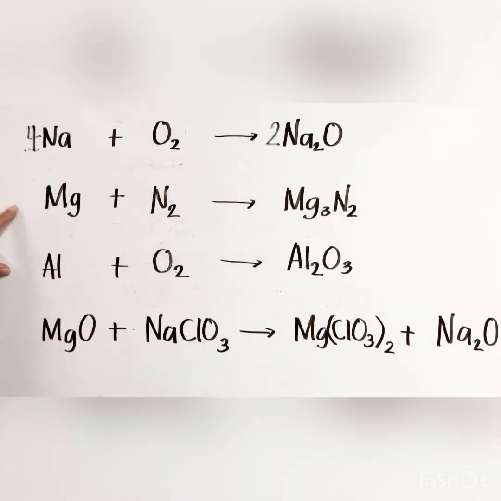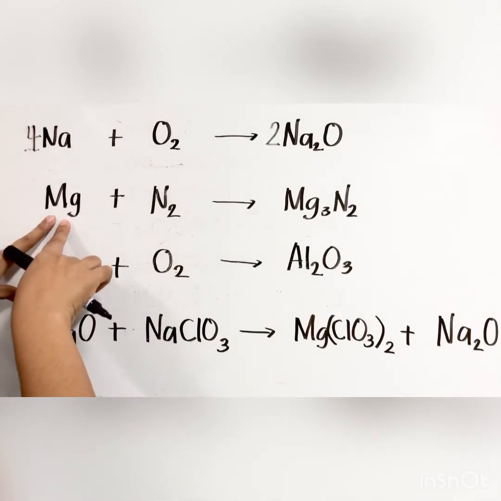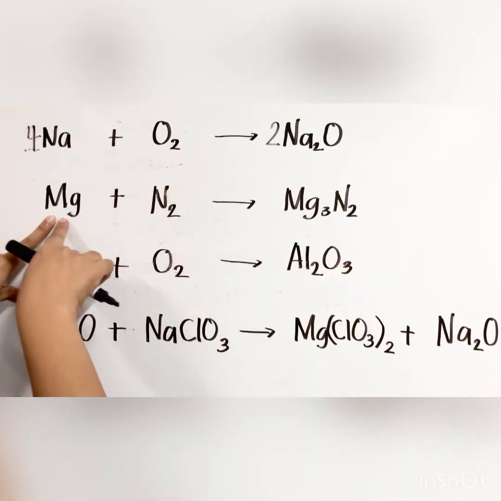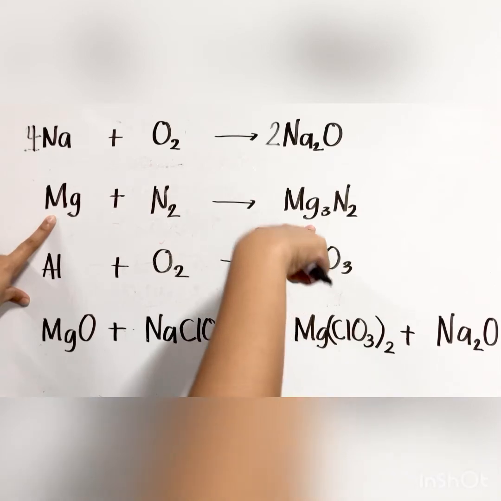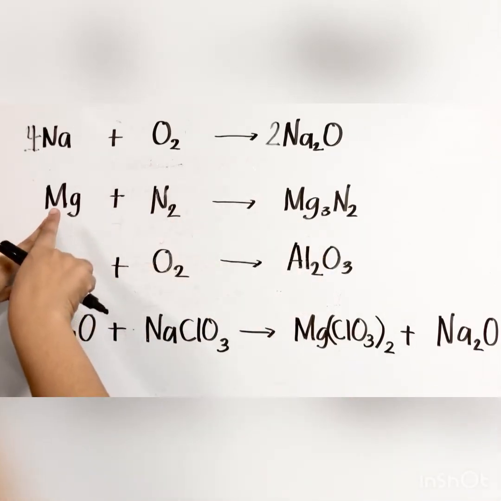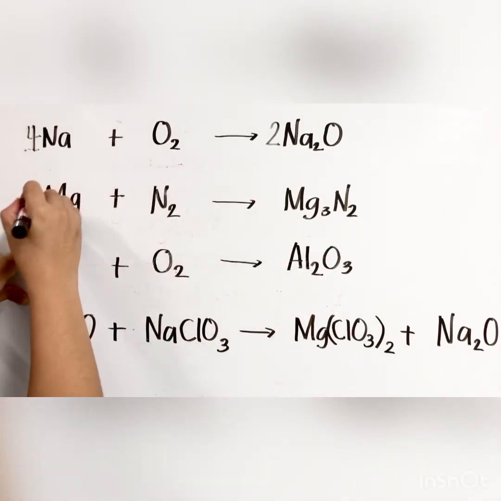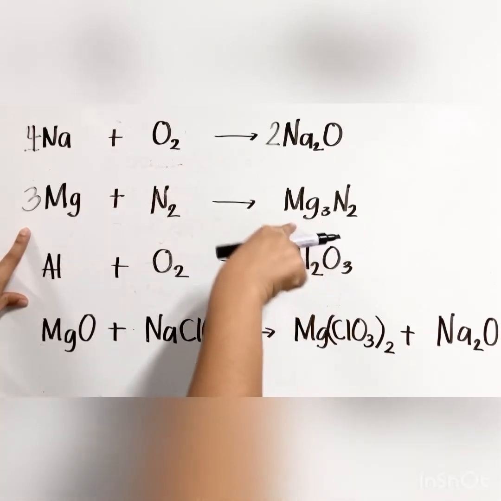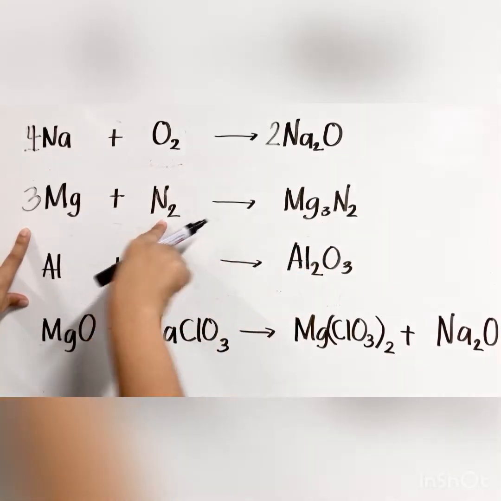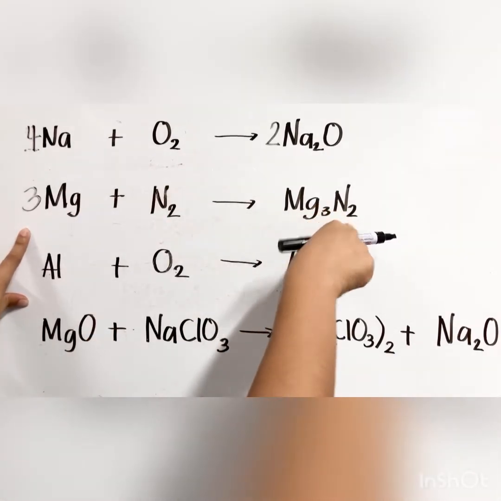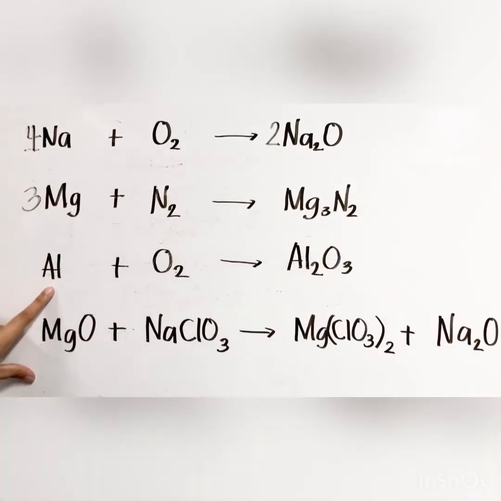Let's try the second example. Balance elements other than H and O first. Mg, 1, you have 3 magnesium, so you have to make this 3 by writing coefficient 3. So you have 3Mg, 3Mg, 2 nitrogen, 2 nitrogen after. The equation is balanced.